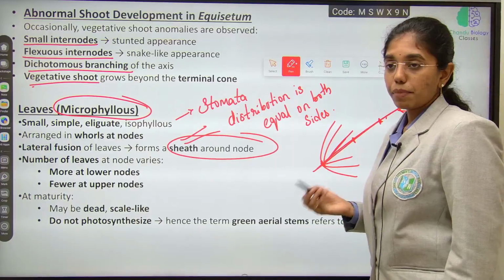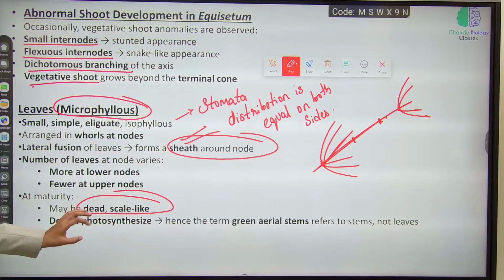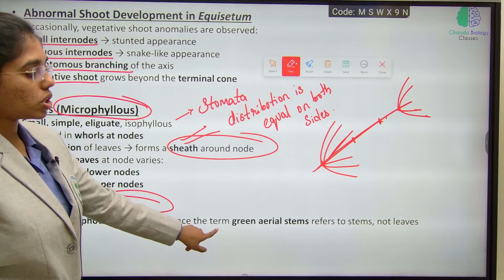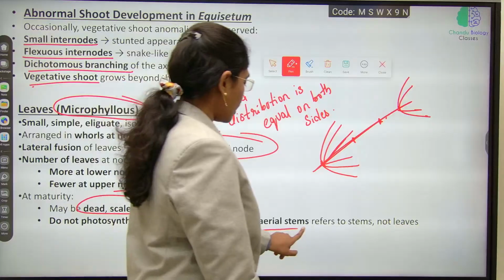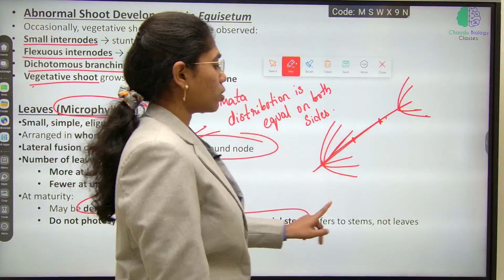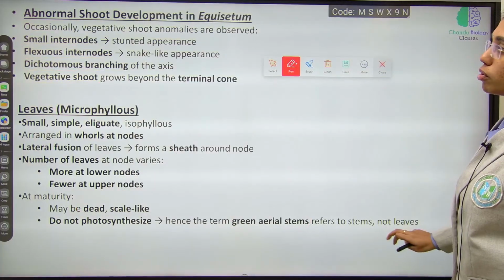Fine. At maturity, they may be dead or scale-like. They do not photosynthesize. The leaves do not photosynthesize. Hence, green aerial stems refers to stems, not leaves. Fine, right? Green aerial stems refer to stem but not leaf, because leaves do not perform any photosynthetic activity.